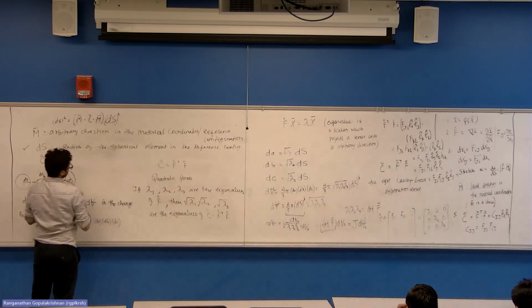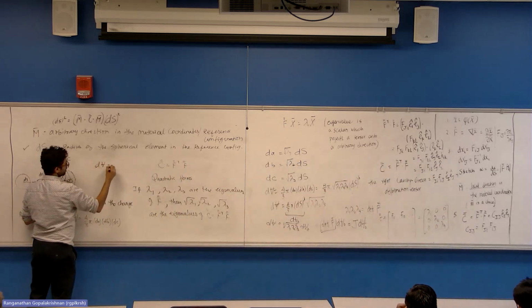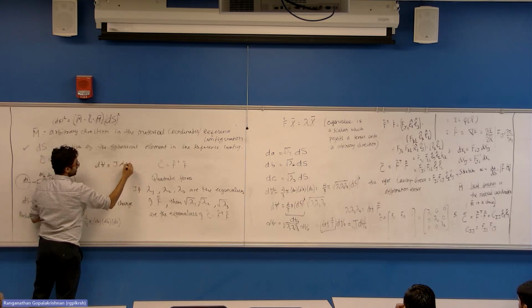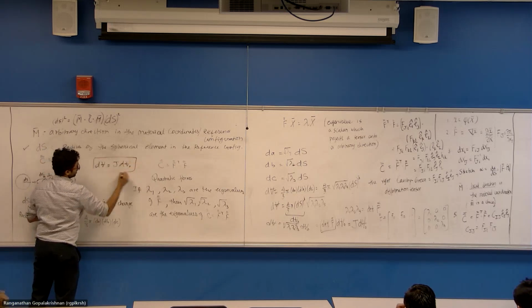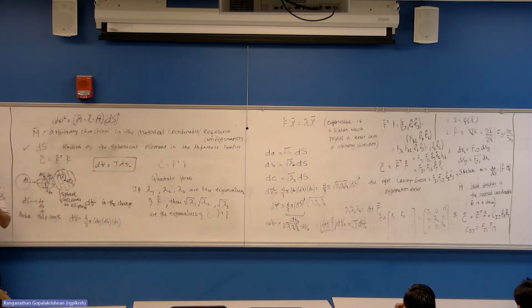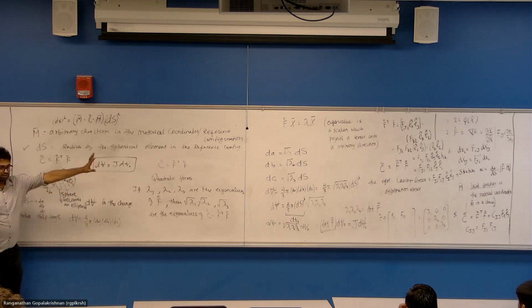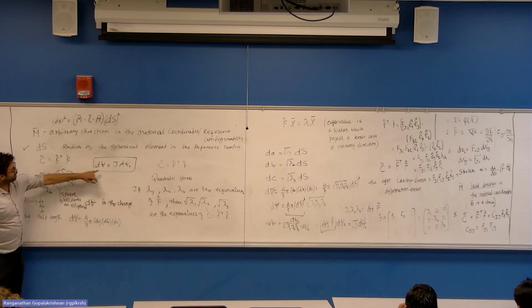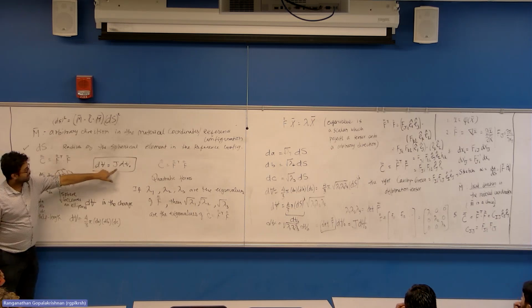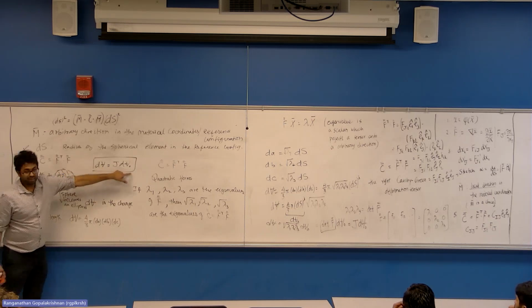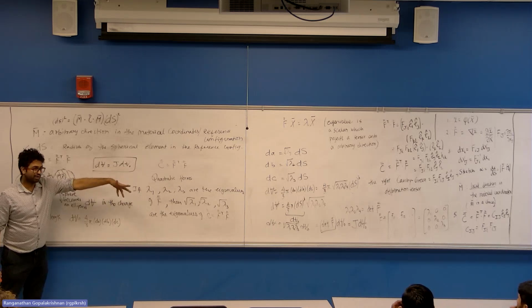So this dV equals J times dV naught. In the end, this is that simple sentence. Now, keep all of that for a minute. Look at this one sentence, which says the change in volume due to a deformation is equal to J times dV naught. And what is J? The determinant of the deformation tensor.